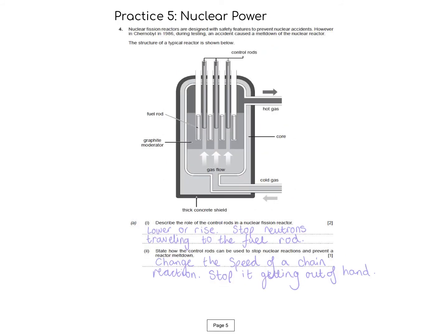Then it looks at the nuclear fusion and nuclear fission and the nuclear reactor. Describe the role of the control rods. They lower or rise, stop neutrons travelling into the fuel rods if you need to. State how control rods can be used to stop nuclear reactions, prevent a reactor meltdown. Change the speed of the chain reaction, stop it from getting out of hand.